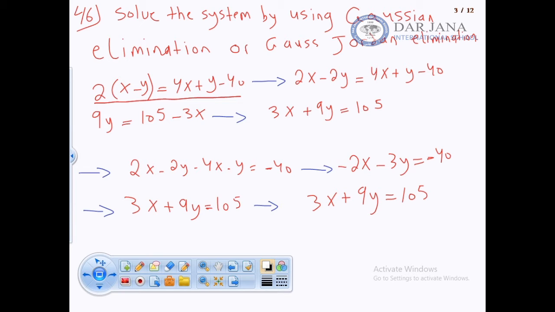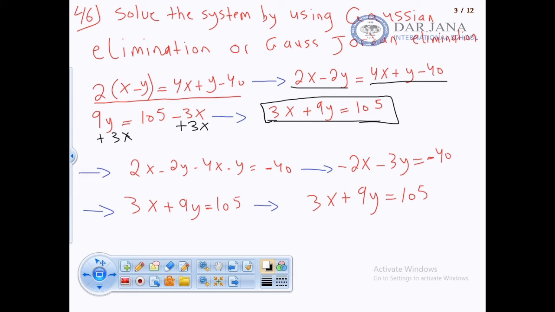So we do simple calculations. I will use the distributive property to get 2x minus 2y equals 4x plus y minus 40. This is for the first equation. Here I will add plus 3x on both sides to reach this equation. Now the second one, 3x plus 9y equals 105, is written in standard form, while the first one is not. So I need to keep doing what I'm doing to equation number 1.